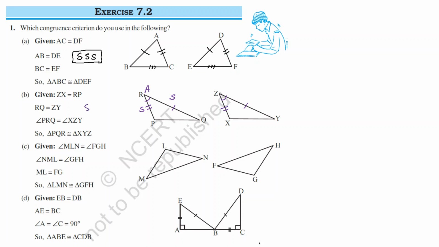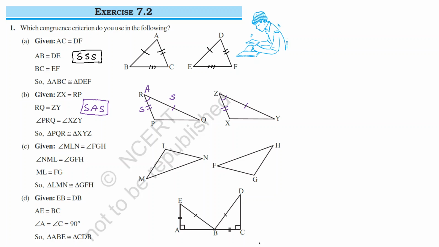So we use the SAS congruence criteria because two sides and the included angle of triangle PQR are equal to the corresponding two sides and included angle of triangle XYZ. So hence they are congruent by using SAS congruence criteria.